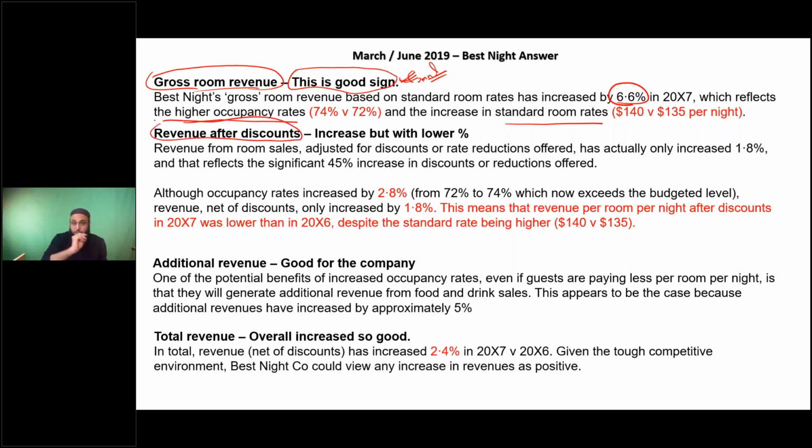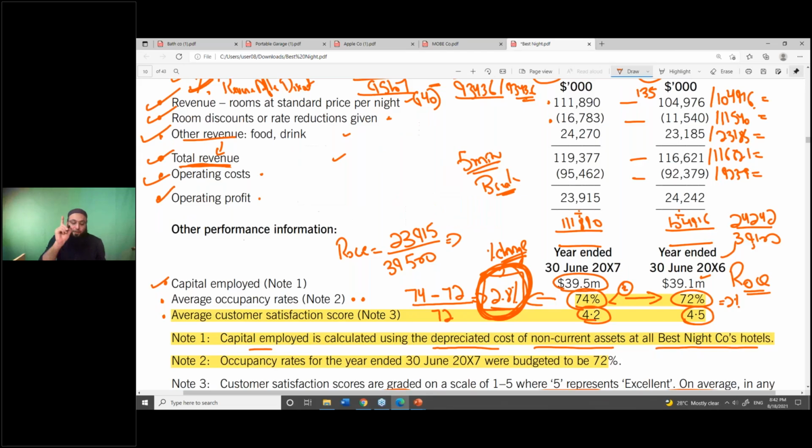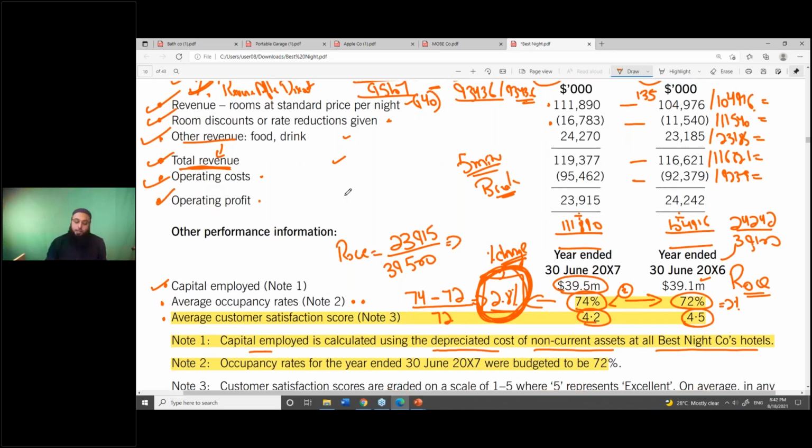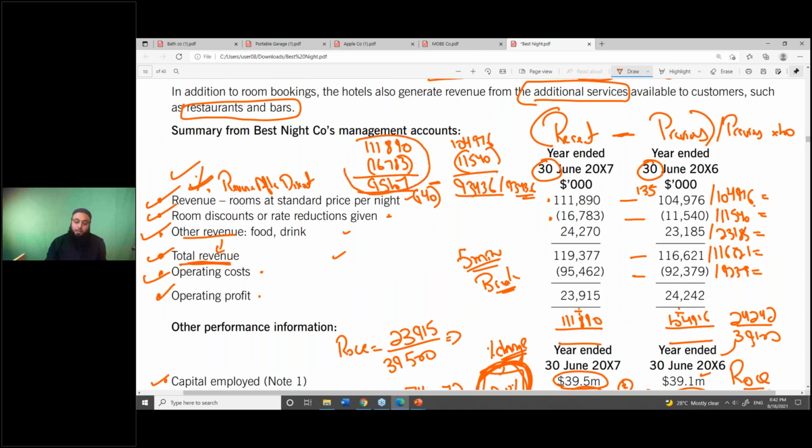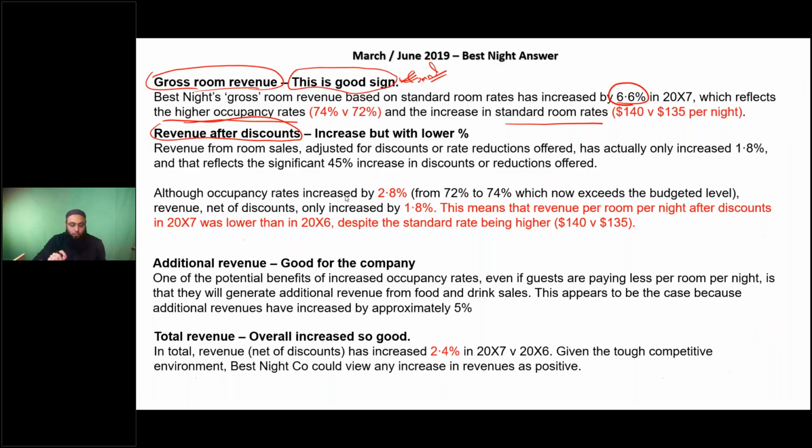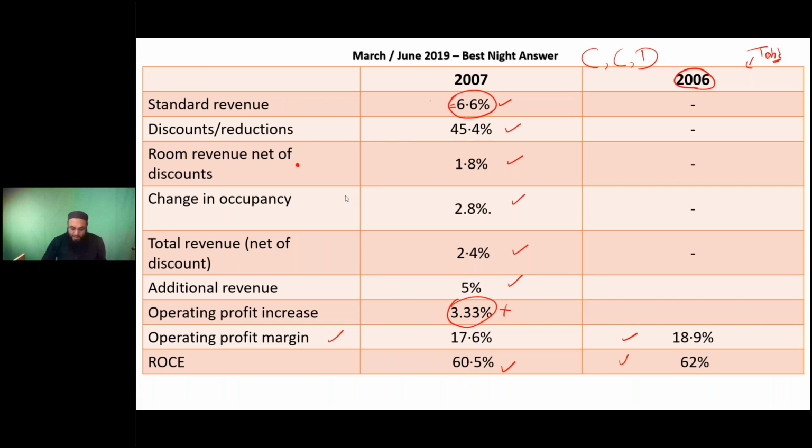Be with me. This is the revenue after discount, but it doesn't include the revenue of food and drink. I'm talking about this revenue. This revenue doesn't include food and drink. Now this revenue increased by 1.8%. Just try to understand.